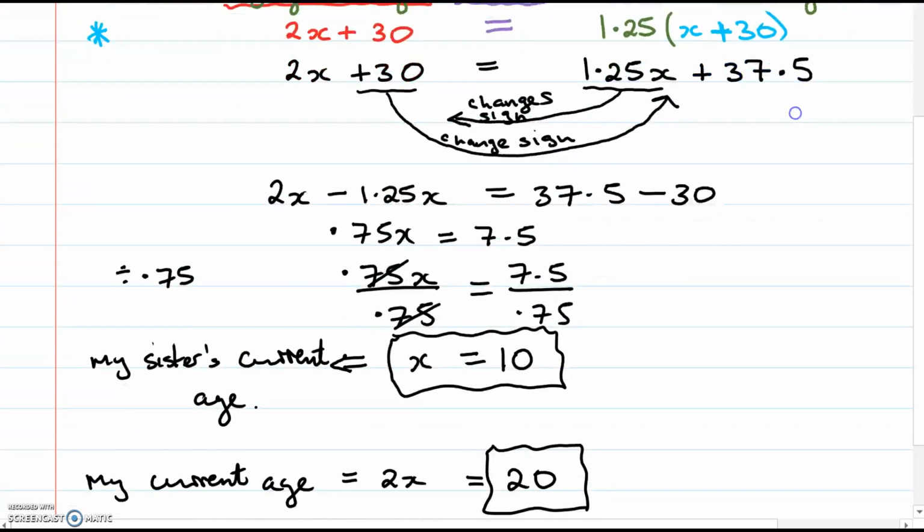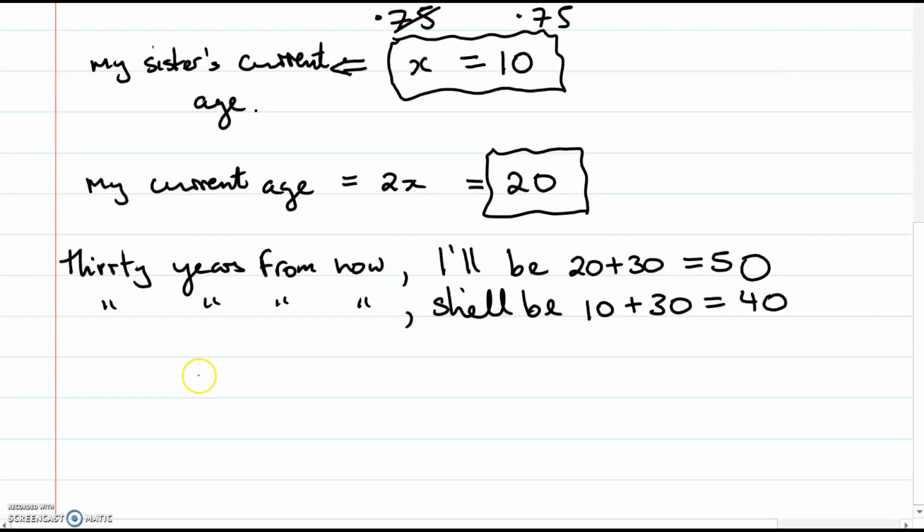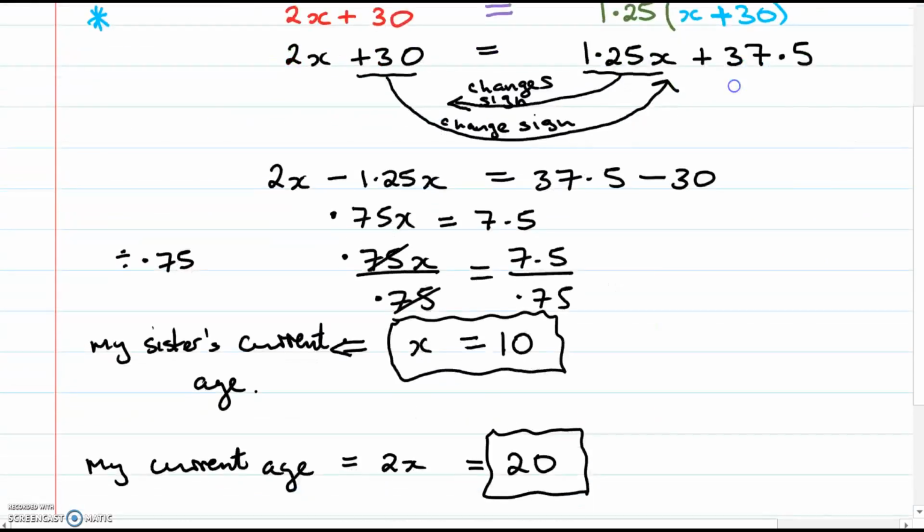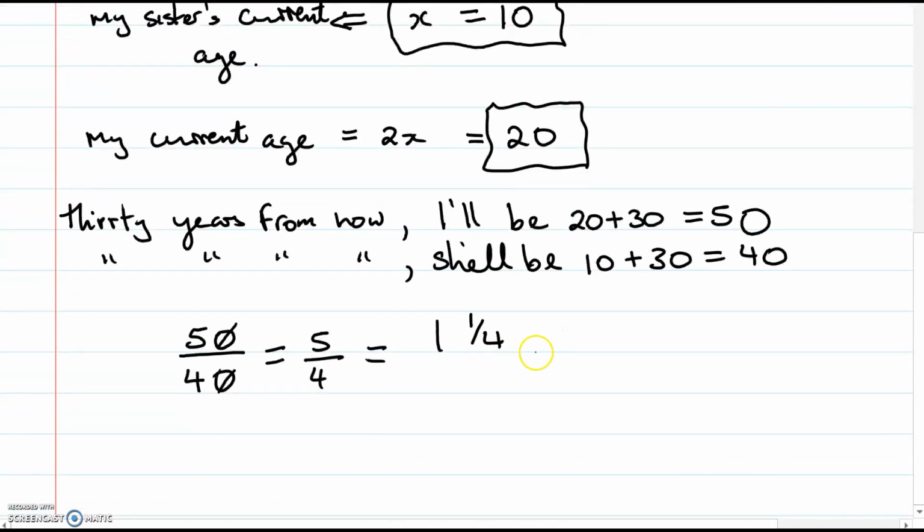Okay, so let's just see, is that true? If I'm 50 and she's 40, if we divide that in, it's going to be 5/4, which is 1 1/4. So I'll be 1 1/4 times her age. That's what we predicted would be. Okay, so 1 1/4.